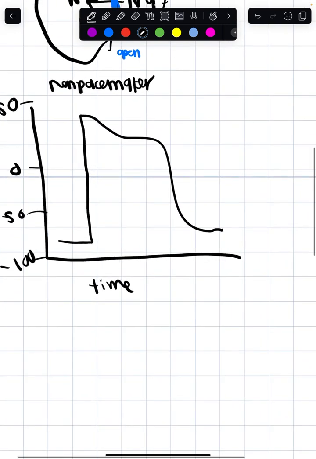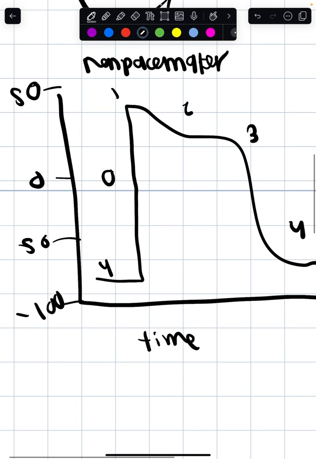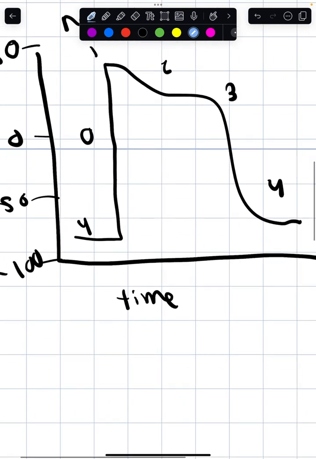And so at different points in our graph, we have different things happening. So I kind of want to walk through what ions are doing what to cause depolarization. So at point 4, on both sides, we have our sodium-potassium pump. And what our sodium-potassium pump does is maintain a resting membrane potential.